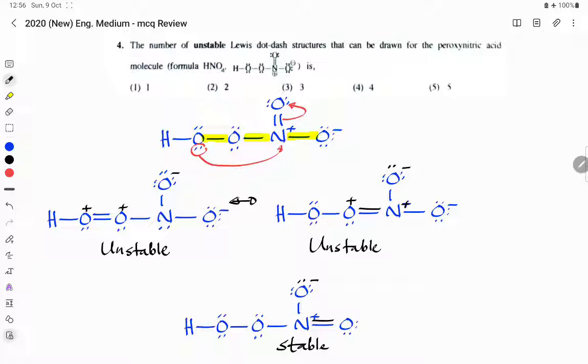Since we had only 3 different places where we can put extra pi bonds, we can draw 3 resonance structures, and 2 of them are unstable, 1 of them is stable. They are asking for unstable structures, so it will be 2 unstable structures. The answer is 2 here.